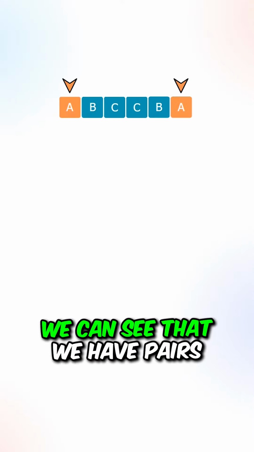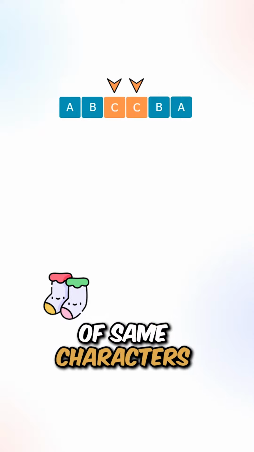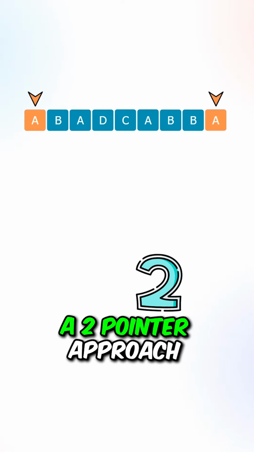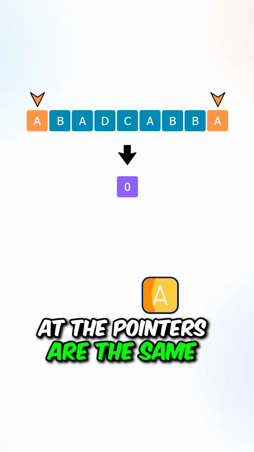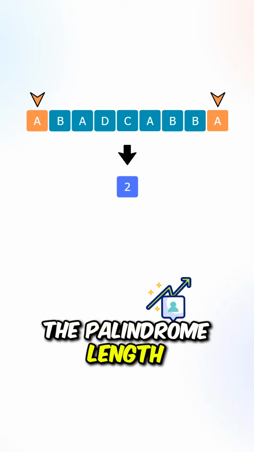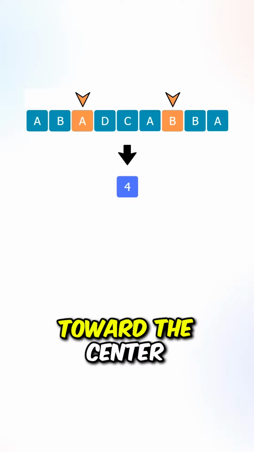Inside a palindrome, we can see that we have pairs of the same characters. We can implement a two-pointer approach, one pointer on each side. Now, if the characters at the pointers are the same, we can increment the palindrome length by 2 and move the pointers toward the center.